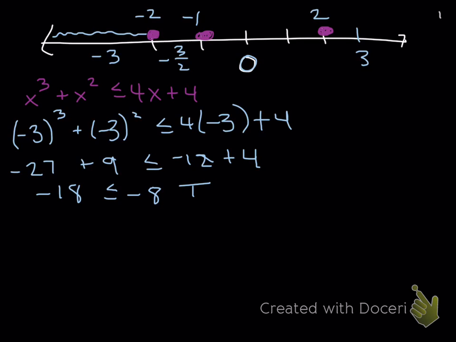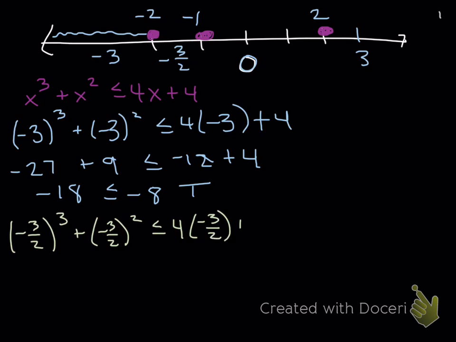So now I need to test that negative 3/2. So I have a negative 3/2 cubed plus a negative 3/2 squared less than or equal to 4 times this negative 3/2 plus 4. And please be my guest if you prefer using fractions or decimals. You may use decimals. I'm just going to keep it as a fraction. So here I'll have a negative 27 over 8. Over here I'll have a 9 over 4. On the right hand side I'll have a negative 12 over 2.